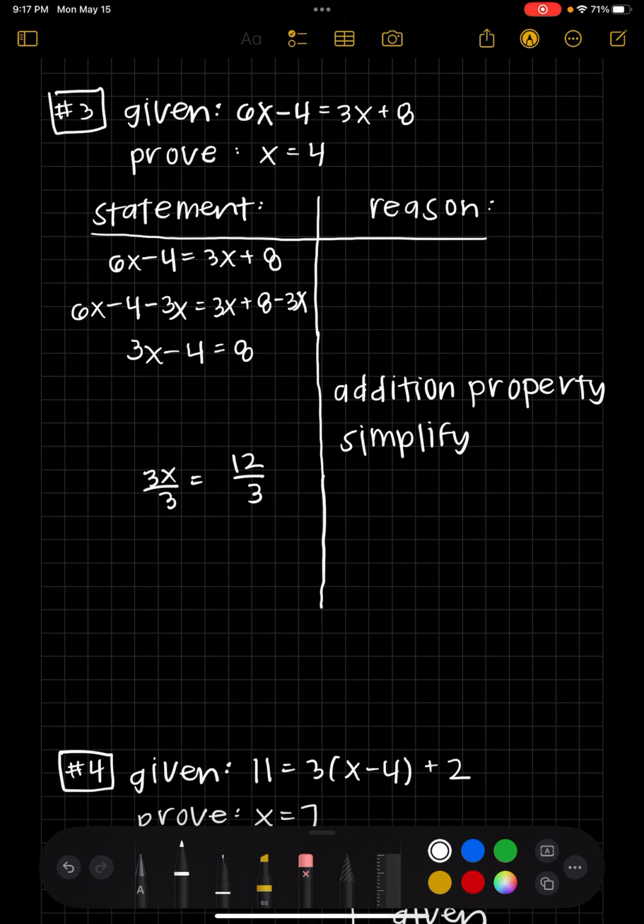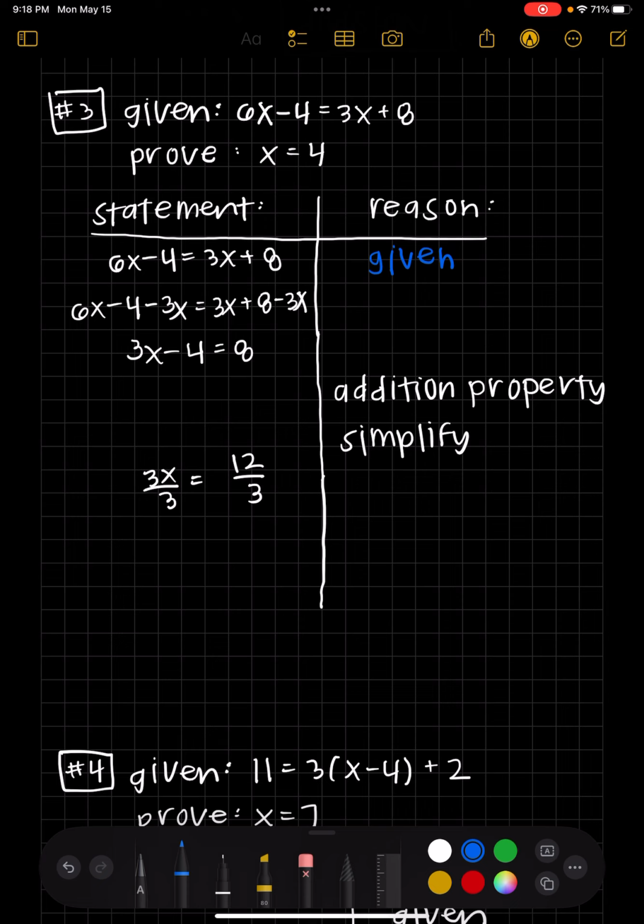So on here, I've filled out a couple of portions, and what we need to do is fill out the rest. So as we kind of talked about, you have a statement column and then you have a reason column. So some of the times the statement's filled out, some of the times the reasons are filled out, but we just need to fill in the rest of the boxes. So the first statement that we have is 6x minus 4 is equal to 3x plus 8. And that is actually what was given to us. So my reason is because it was given to us. Given can be a reason. And that is always your first reason, because when we do two-column proofs, you always start with what was given to you.